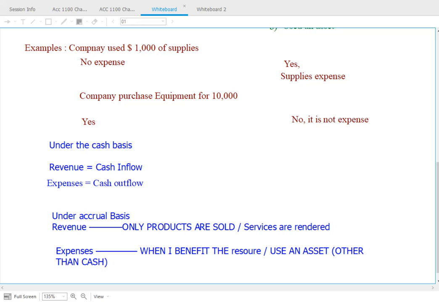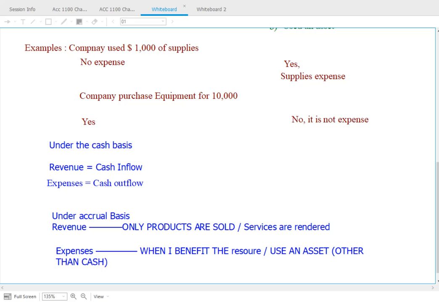Company paid salaries expense, or owed salaries expense, to employees, to be paid next month, for $5,000.